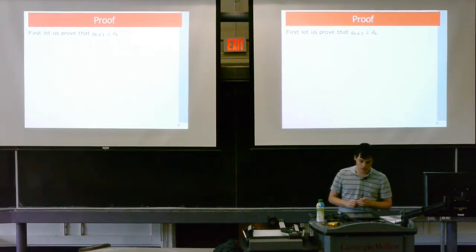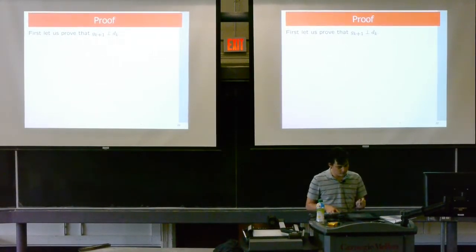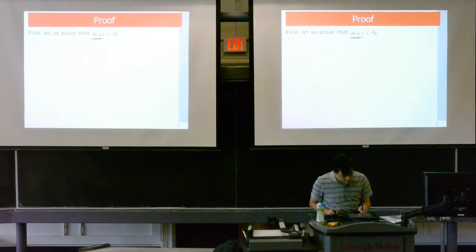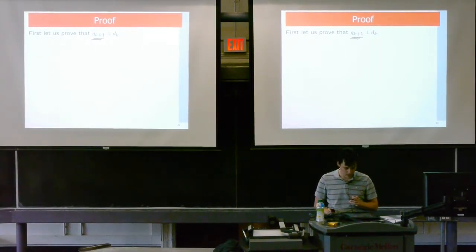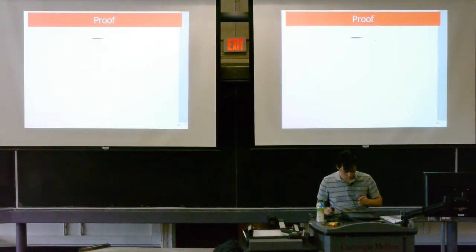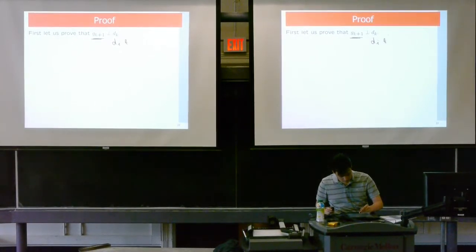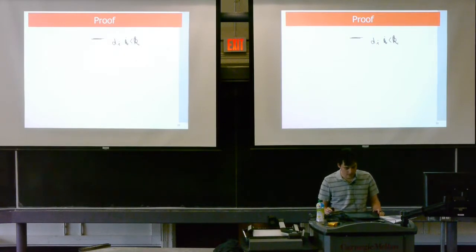And the proof has two steps. The first step is that we will prove that gk plus 1 is orthogonal to dk. And in the second step, we will prove that all the other di vectors where i is less than k are orthogonal as well. And that's all that we need.